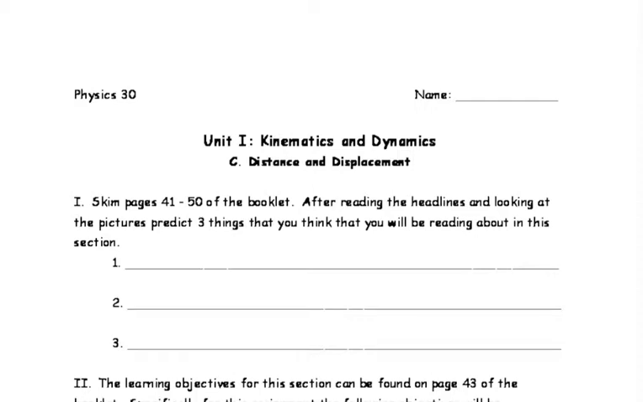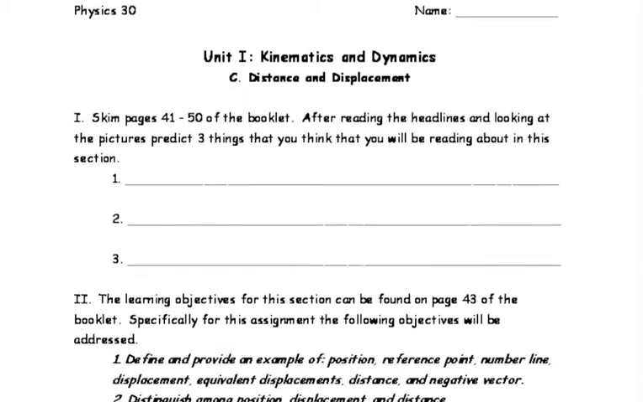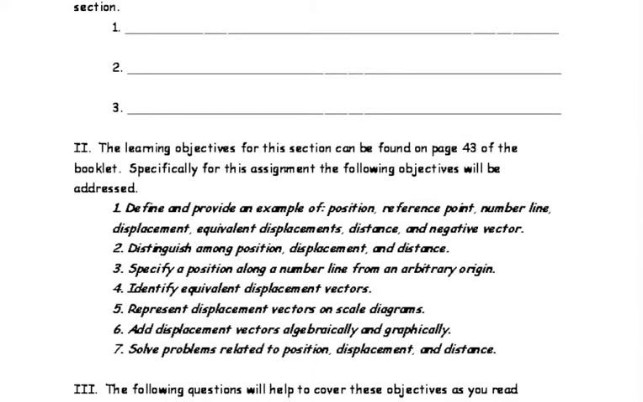Welcome back, Physics 30. This is Unit 1, Part C, Distance and Displacement, and it refers to pages 41 to 50 of the duotang. The objectives for this lesson are to look at position, reference point, number line, displacement, equivalent displacement, distance, and negative vector. And the big thing here is to distinguish among position, displacement, and distance.